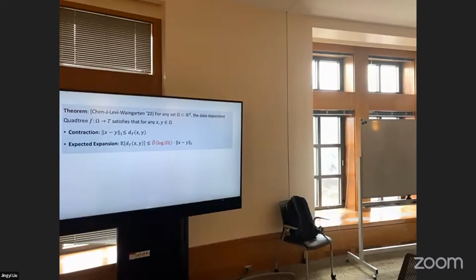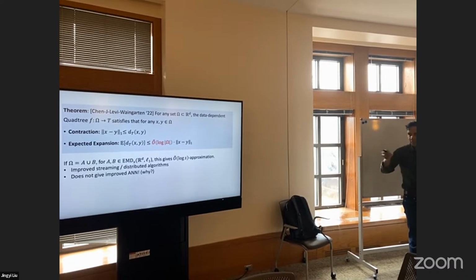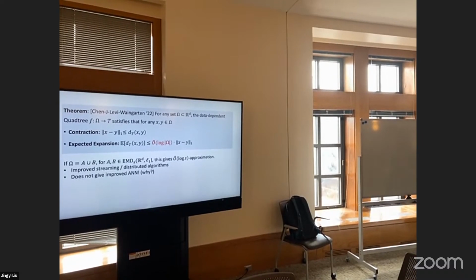So if you're thinking about things like streaming algorithms or distributed algorithms for computing EMD, you only have two sets, A and B, and you want to compute their distance in a stream. And so this tree embedding was enough to give a log S approximation for those problems. So this paper was mostly about streaming because we were able to get improved approximations using these data-dependent tree embeddings. But this result isn't good enough for nearest neighbor search.